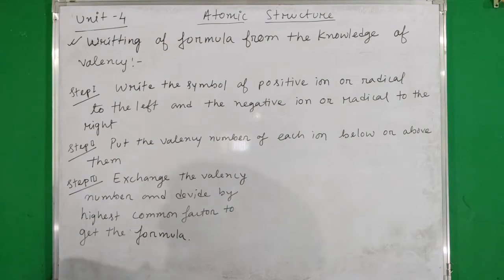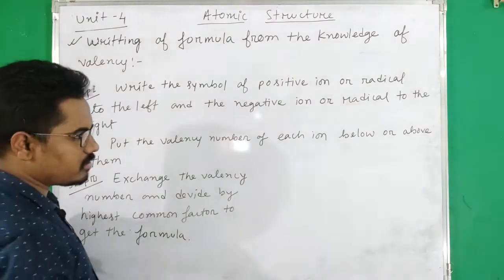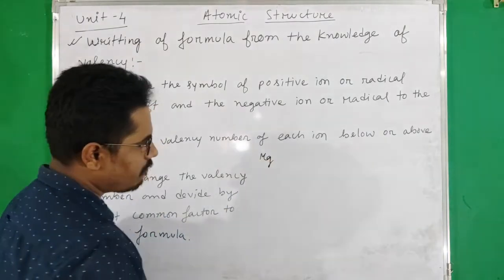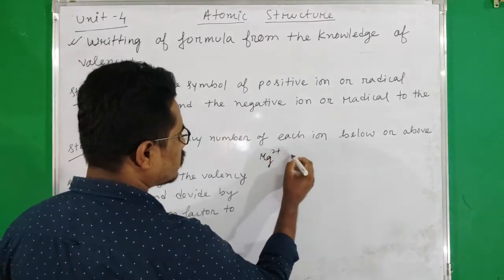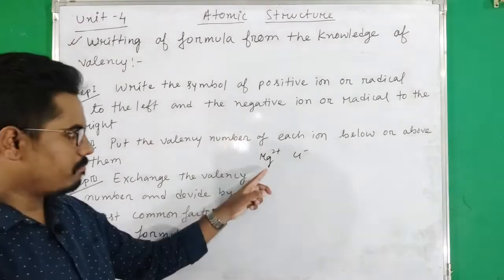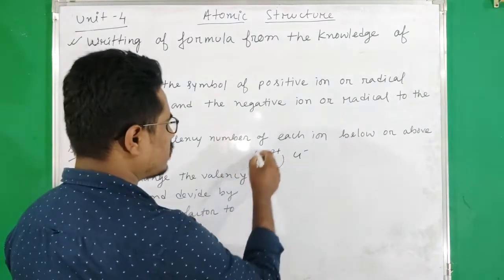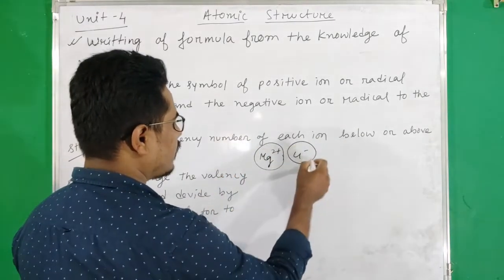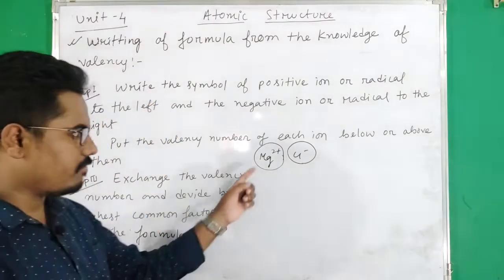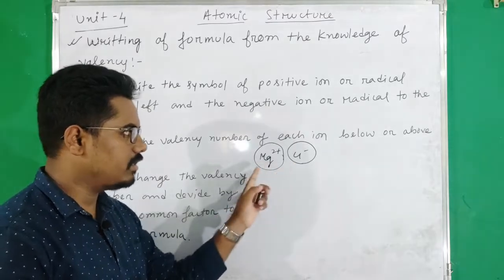First step, write the symbol of the positive ion or radical to the left and the negative ion or radical to the right. So suppose we are going to write the formula of the compound formed by Mg2+ and Cl-. One is positive ion, another is negative ion. Okay, and here we will see the formation of compound by the combination of these two ions.